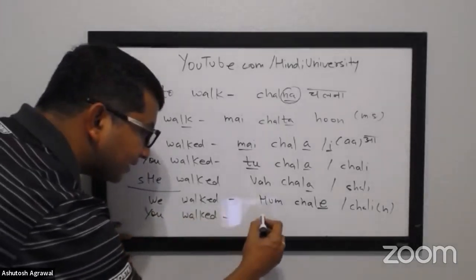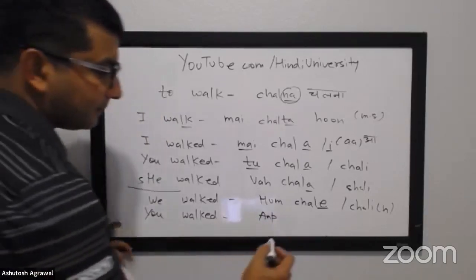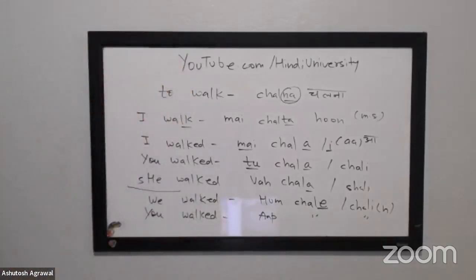Similarly, if you were to use the formal you, you would say the same thing. It would be aap chale, aap chali. Okay. Very good, right? Same thing. Aap chale if you want to give respect, and aap chali for female, right?